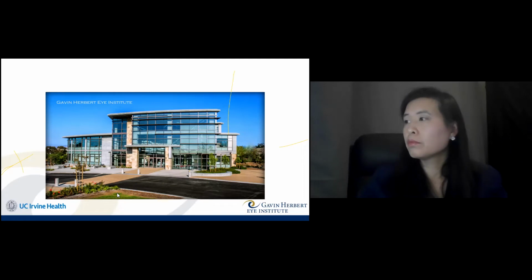Great. Somebody asked, for teens that are presenting with possible meibomian gland disease, can that be a side effect or caused by Accutane?